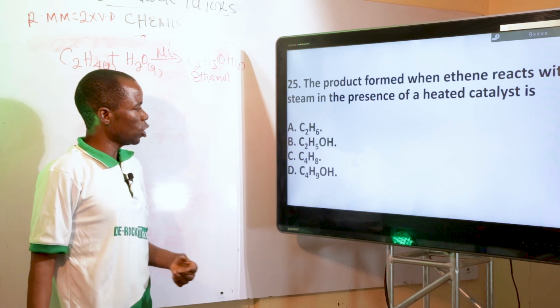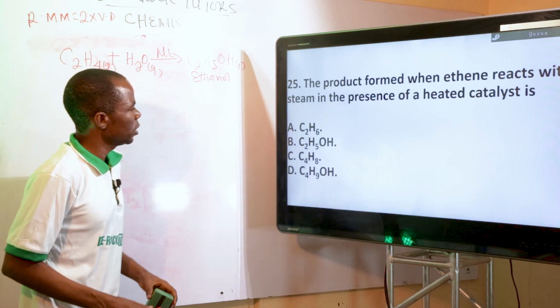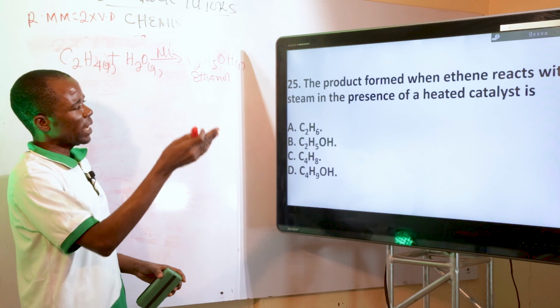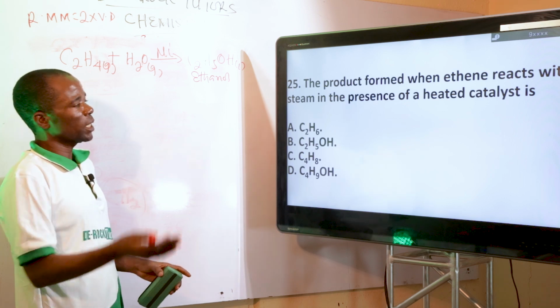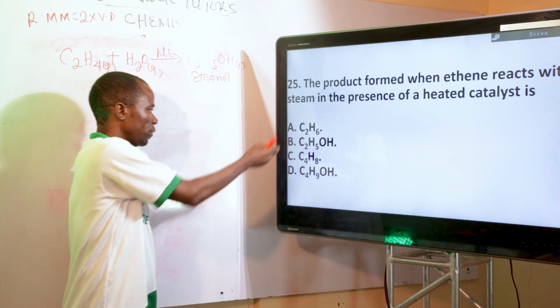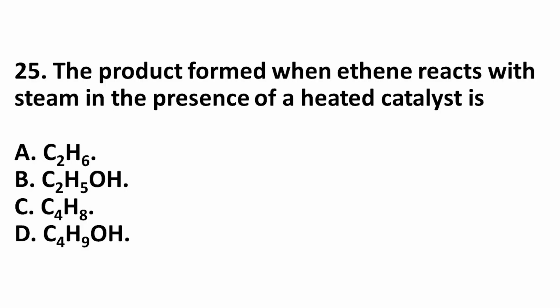So hydration of ethane produces ethanol. So as can be seen from the options, the correct option is option B. The product formed when ethane reacts with steam in the presence of a heated catalyst like nickel catalyst is definitely ethanol, option B. Let's go to number 26.